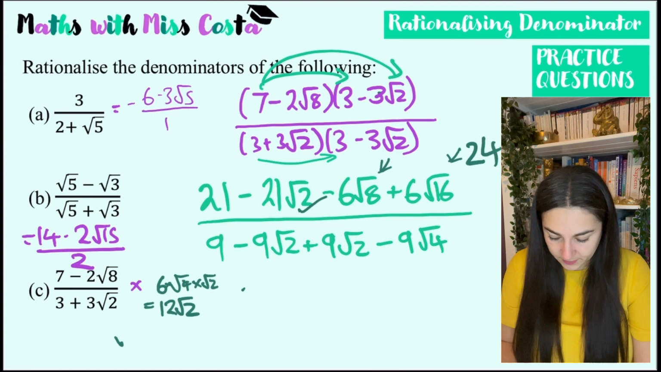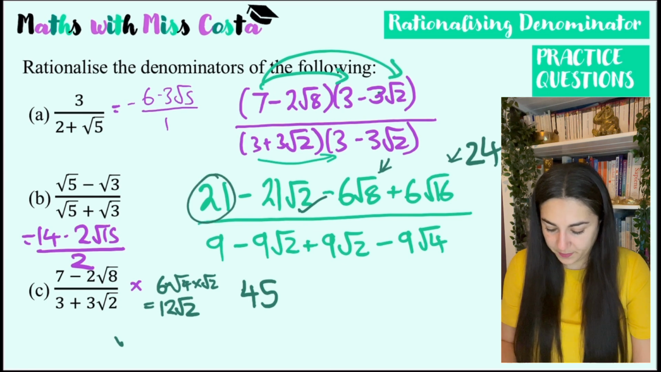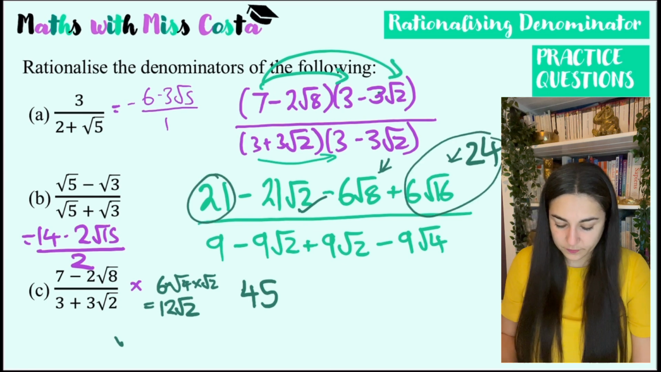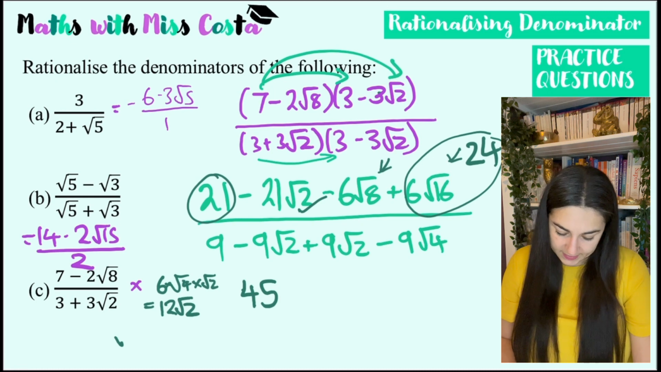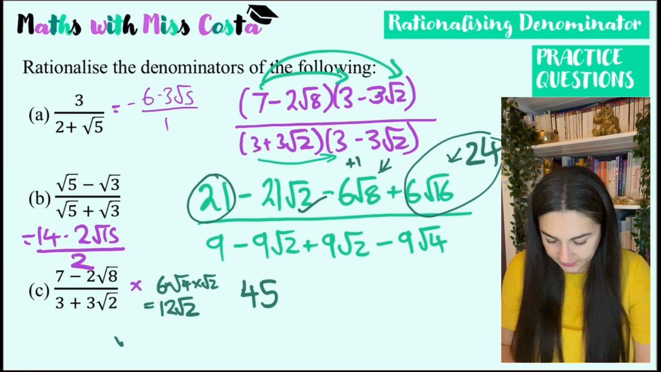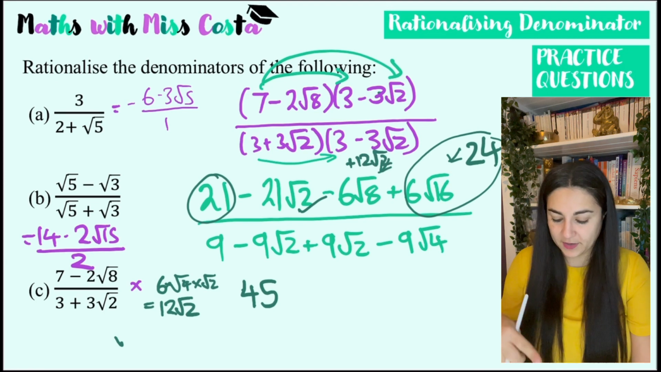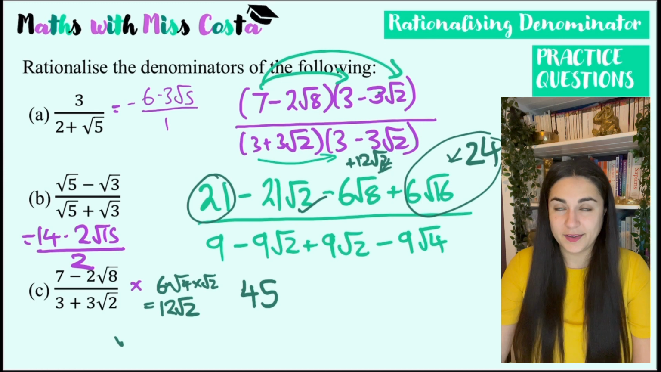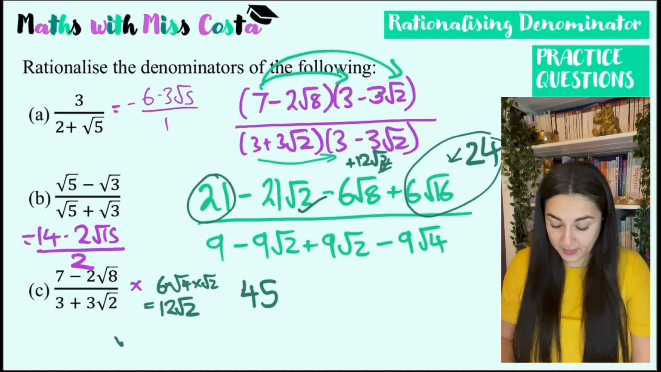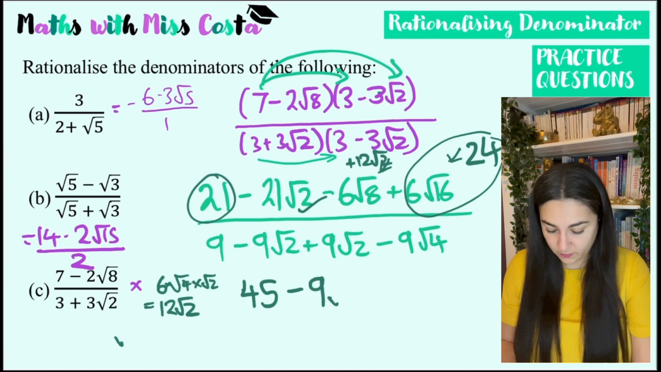So that would become 21 plus 24, which would be 45. So 21 plus 24 is 45. And then take away 21 root 2 plus 12 root 2, because that's written as 12 root 2. So minus 21 plus 12 would become negative 9 root 2.